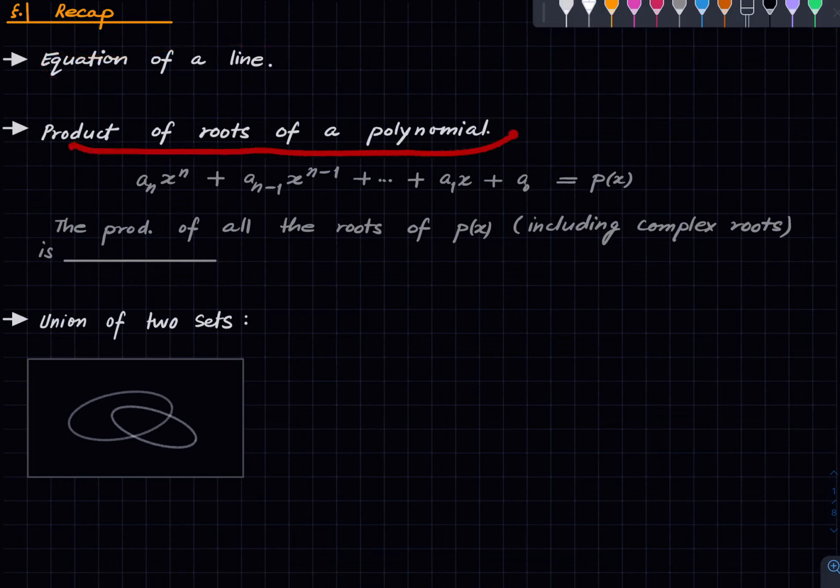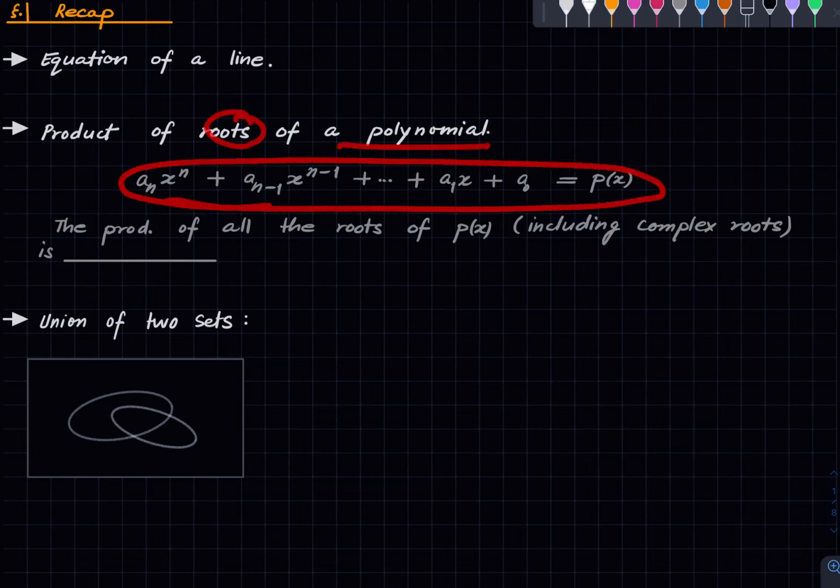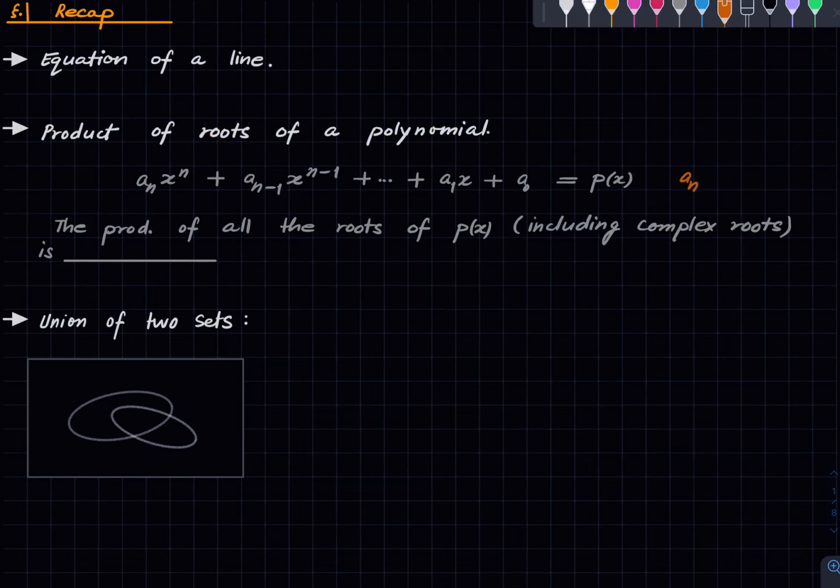We need to know this one fact at a certain point, that the product of roots of a polynomial of this sort where an is non-zero, so it's a degree n polynomial, so then the product of all the roots including the complex roots is minus a naught divided by an. So this is not a hard fact or anything, but we will use it at one point.